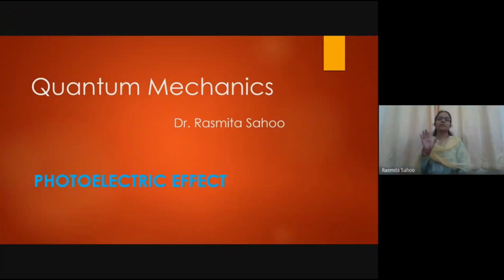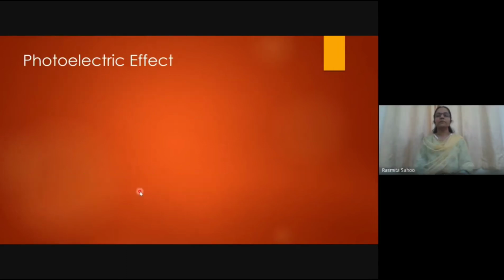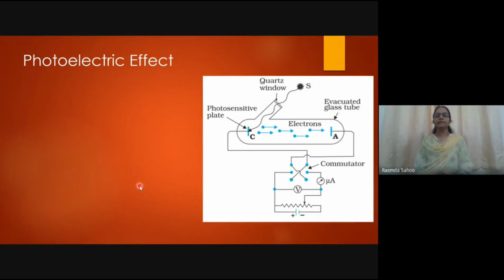Hi guys, today we will continue with our discussion on the photoelectric effect. Basically, we will concentrate on the experimental and theoretical verification of the photoelectric effect. This effect was explained by Albert Einstein. Here we have seen the experimental setup, with just some modifications.